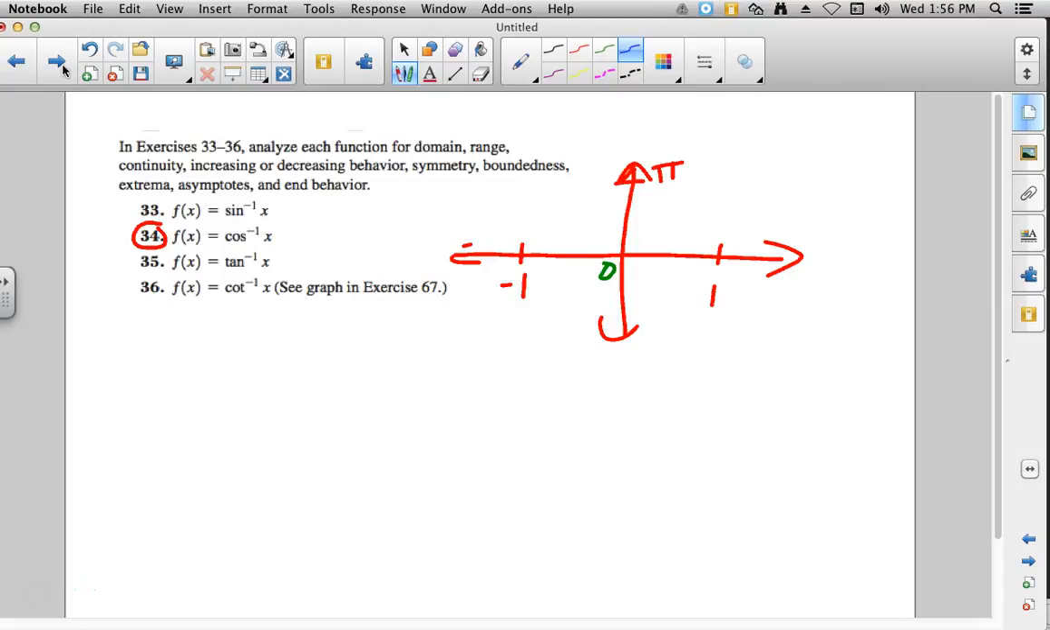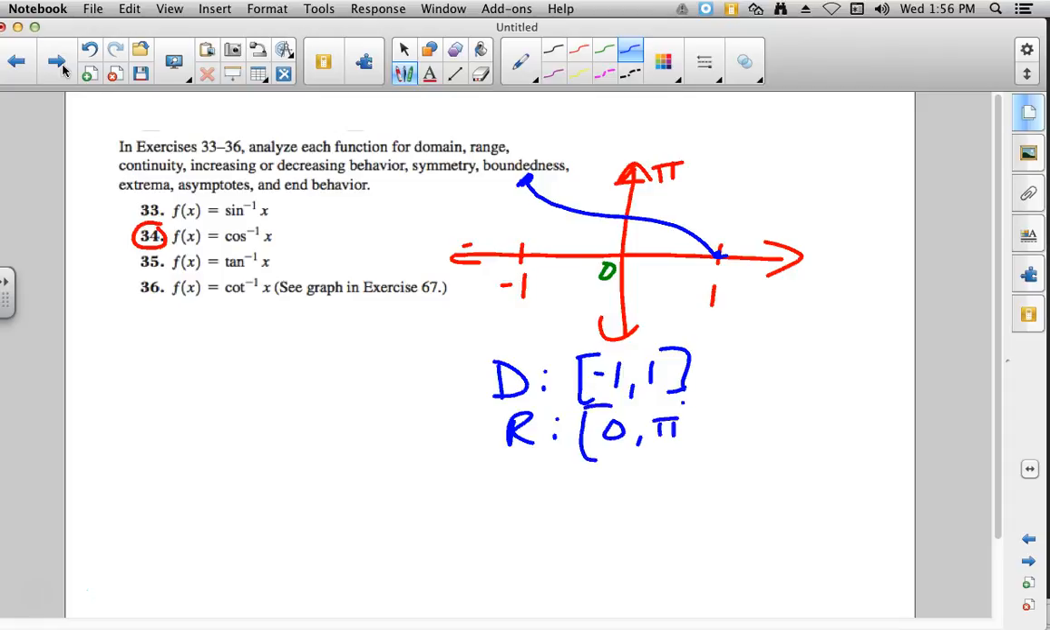that we graphed by switching the domain and the range to get the inverse there. So our domain, our new x values, are from negative 1 to 1. Our range, those are from 0 to pi. Those are our y values. And we see that this is continuous over its domain, but it's definitely decreasing. It is going down as you read the graph from left to right.